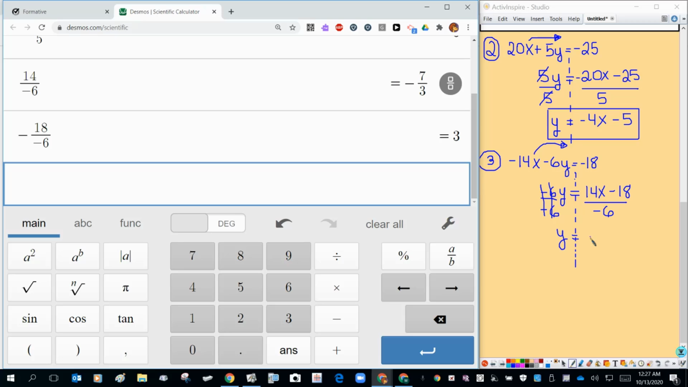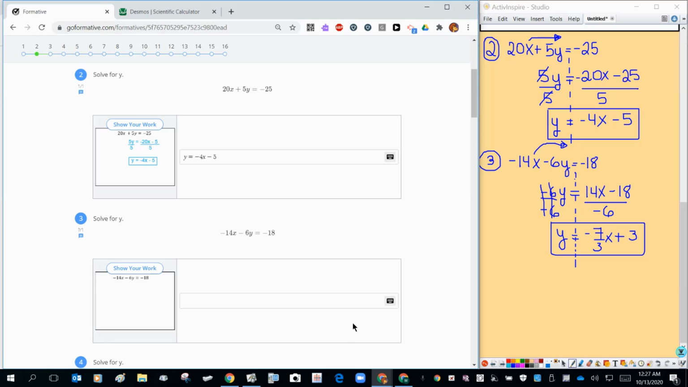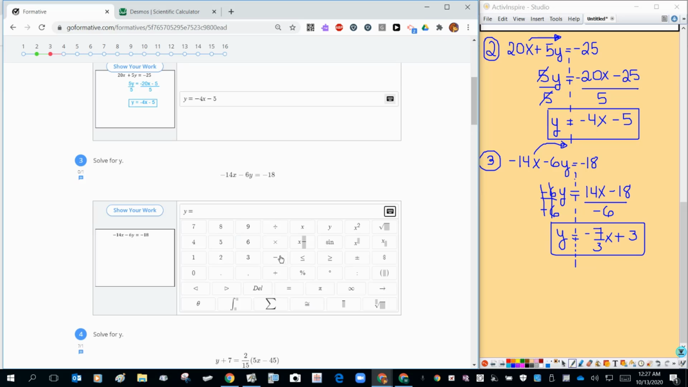So now transfer this information here. So it'll be negative 7/3 x plus 3. Put a box around it. And let's go on to Goal Formative. And here we're going to write y equals. Now, in order to write a fraction, you want to click here and you want to enter the negative sign. And then you want to use this button here that has like an X with a little minus there.